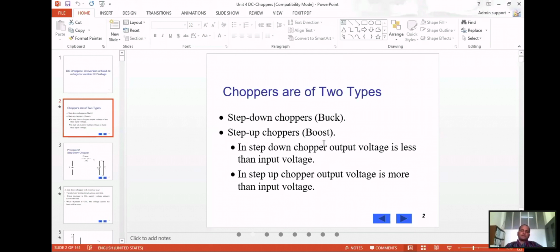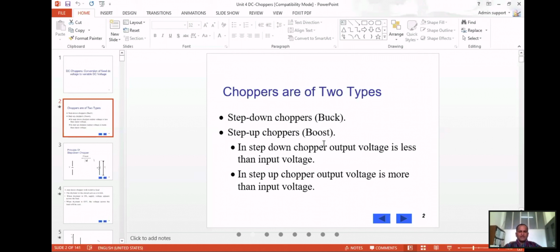So in step down choppers, output voltage is less than the input voltage. Step down means buck converter, so output voltage is less than the input voltage. Step up is a boost. The name itself, you must be knowing, is a boost converter. Step up means that output voltage is more than the input voltage. So these are broadly classified into two different types of choppers: a buck converter and a boost converter.